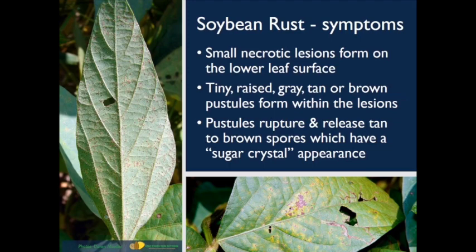Soybean rust can occur at any growth stage, but symptoms commonly appear after flowering. Small necrotic spots usually develop first on the undersides of the leaves. Tiny, raised, gray, tan, or brown pustules then form on the undersides of the leaves. Pustules rupture and release spores which have a sugar crystal-like appearance.